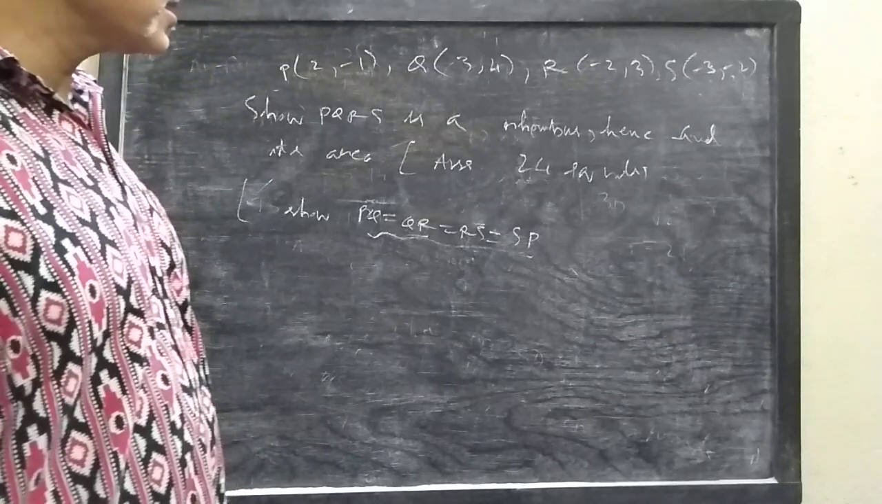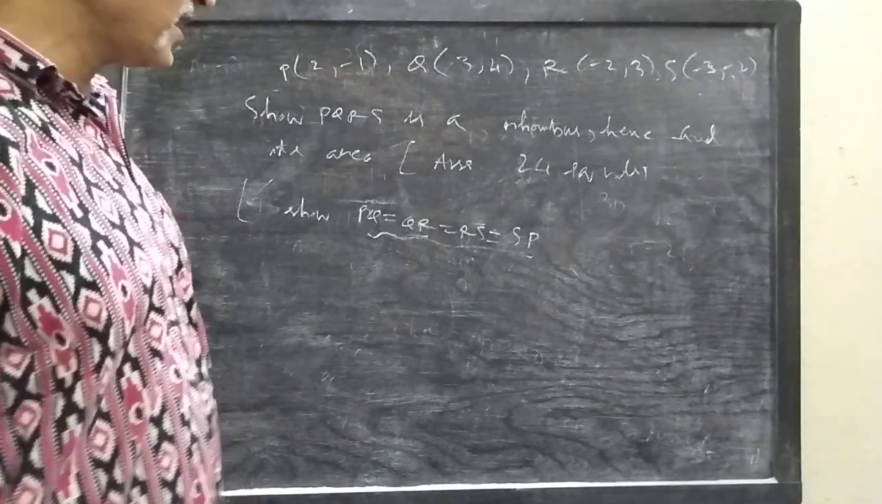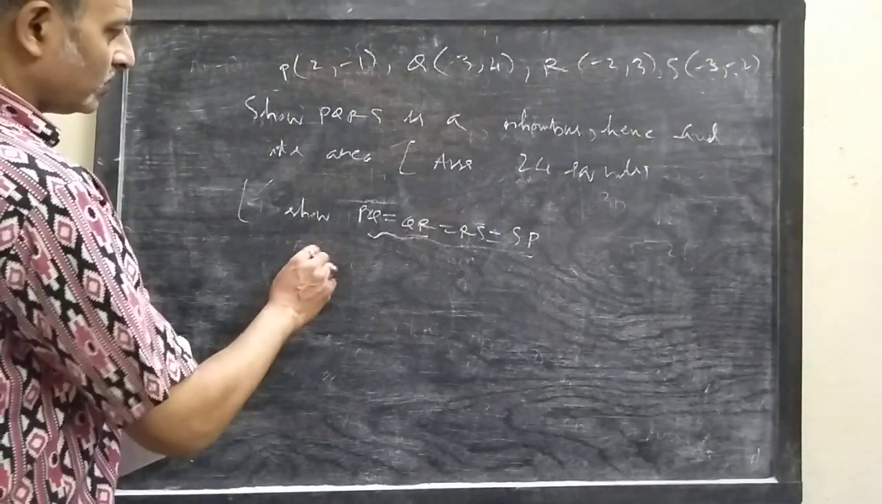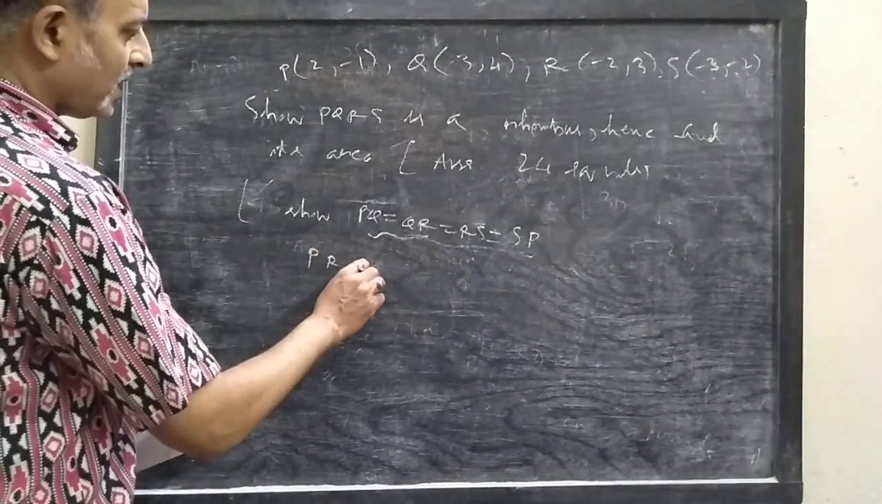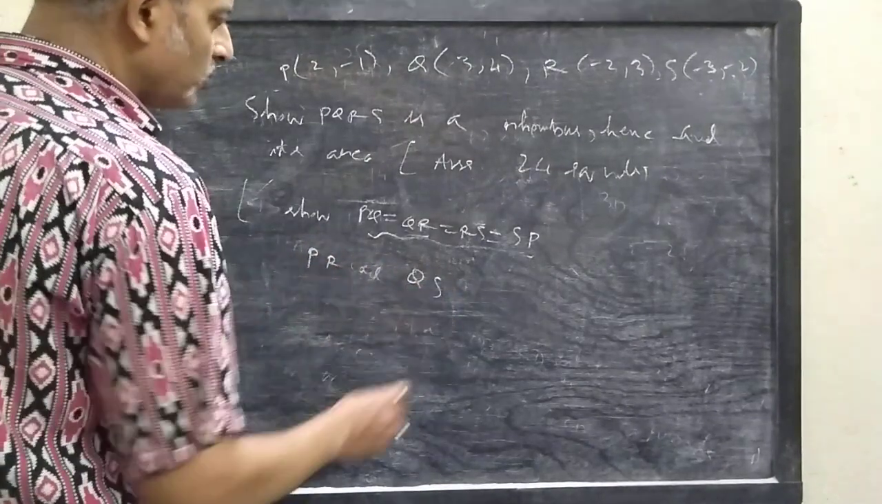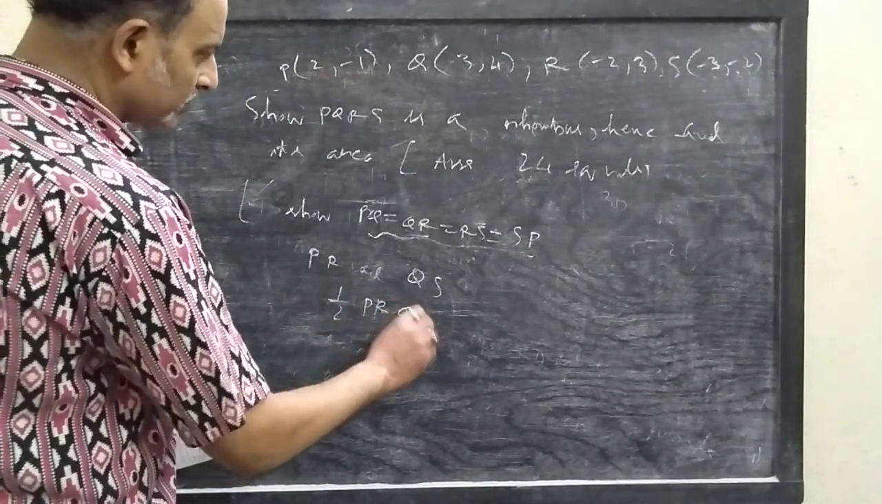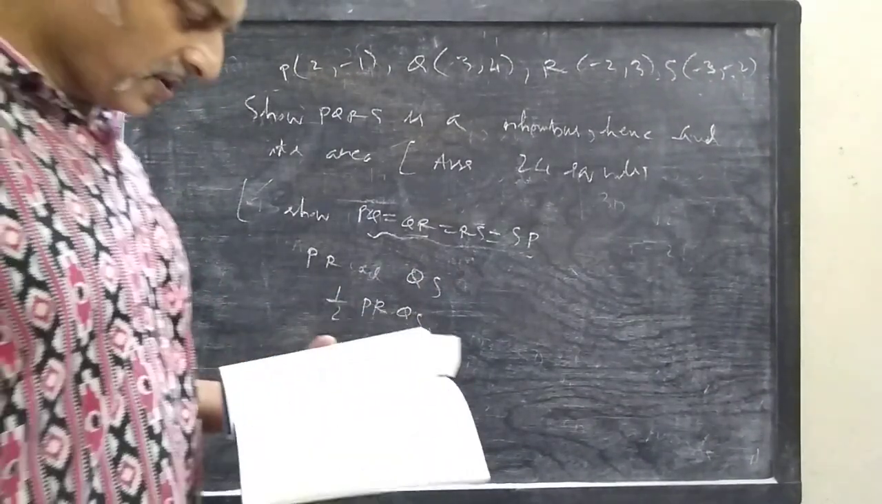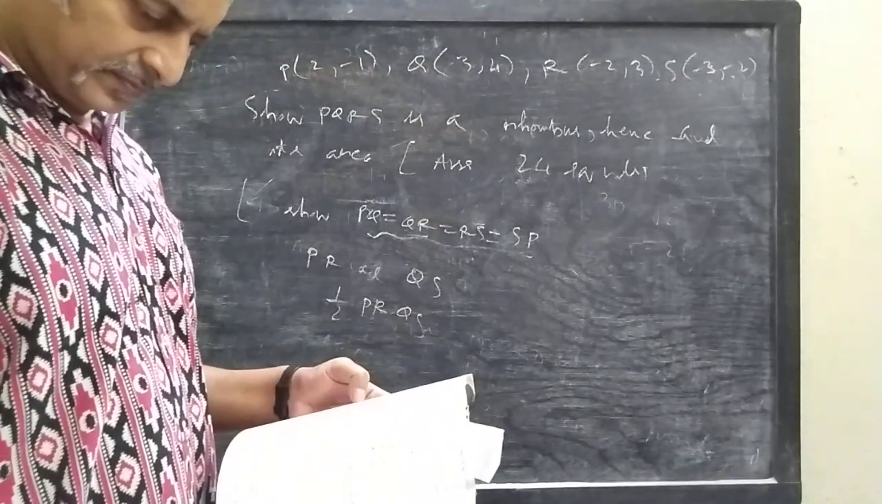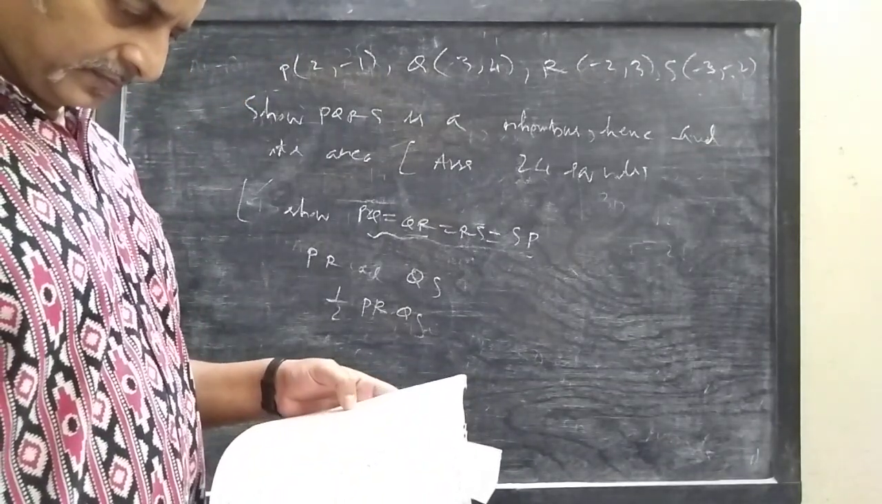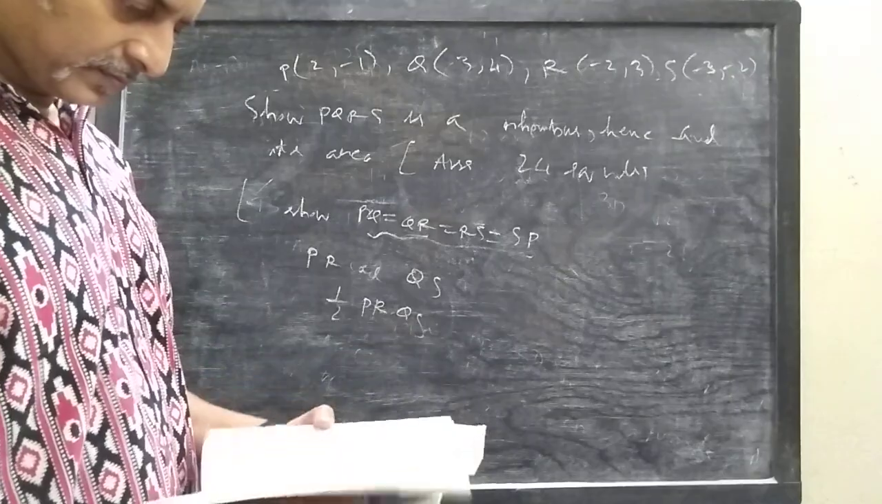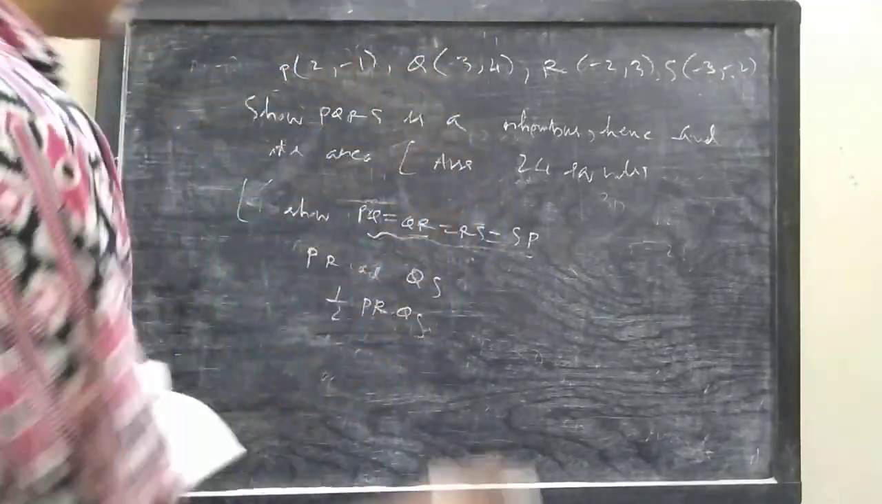After getting this, you are asked to find area. So for area, you have to find the length of the diagonals, that is PR and QS. And you know area of a rhombus is half into product of the diagonals. So in this way you can find the area. This is an important problem. Next question.